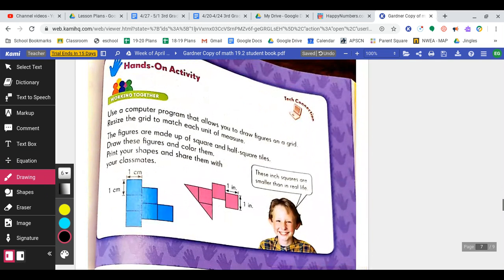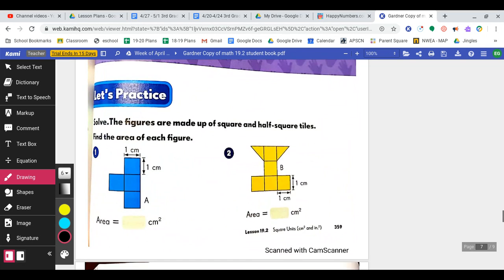Okay, for the hands-on activity, if you have a way to draw out some shapes with some sort of program that you might have on your computer or iPad or phone, then you can draw out some shapes like this with kind of graph paper. That is just optional though.